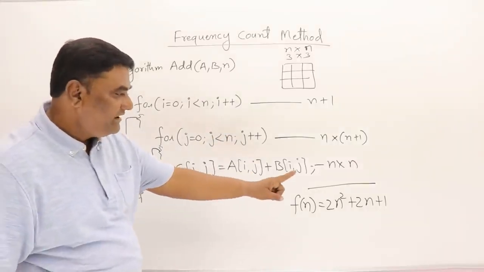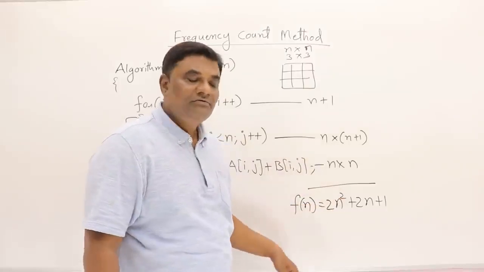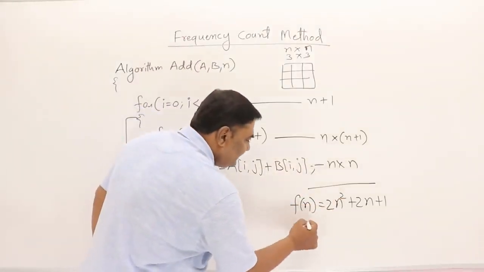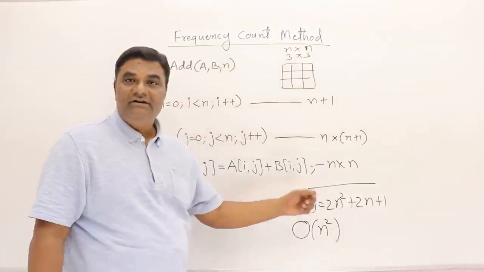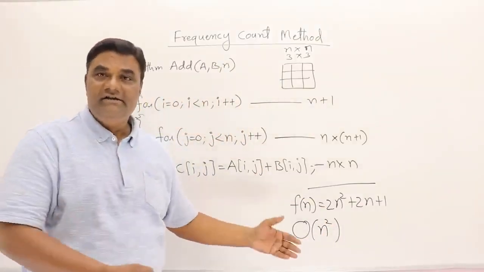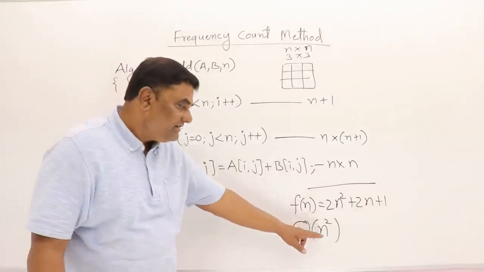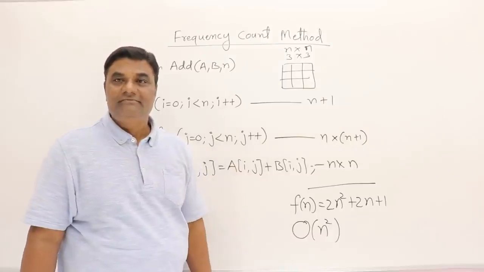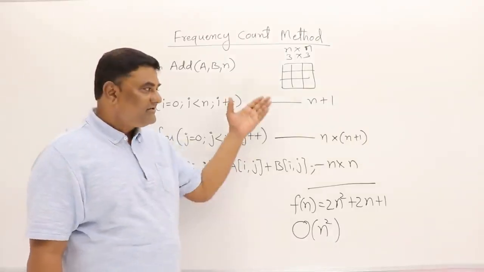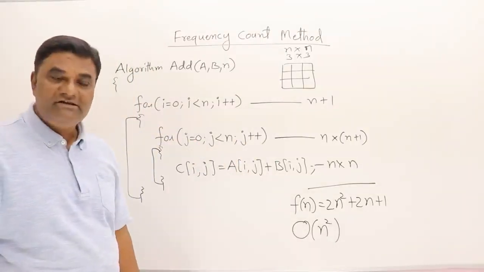What is the highest degree? 2. So we don't write the degree, we write order of n square. We are not saying that this is equal to this one. We are saying that the degree of this polynomial is n square. That's all. This is the time complexity.